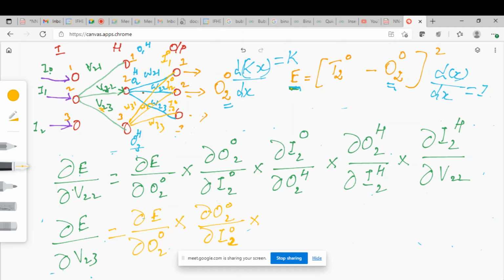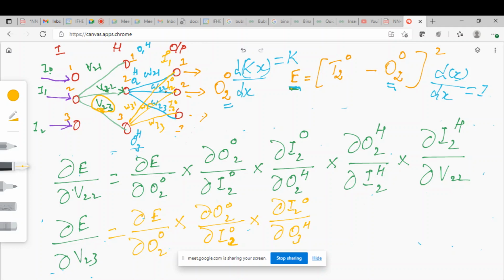Of course there are many things coming, but in this case let us not consider other things. Let us take this neuron only. So it depends on which hidden layer's output? Why second? See, we are now talking about this weight. So what should come here? Yeah, O3H.